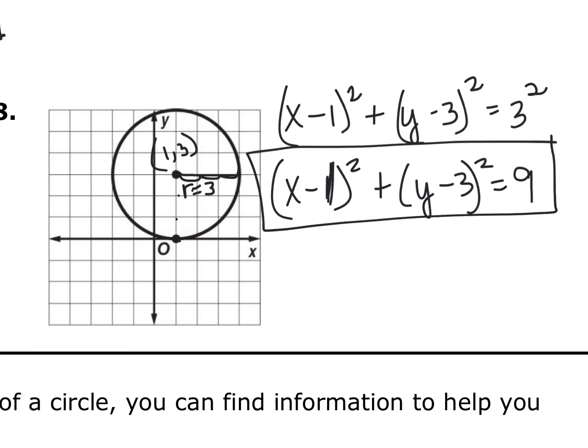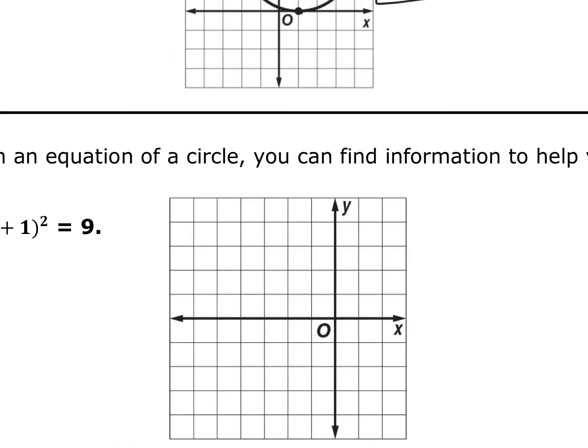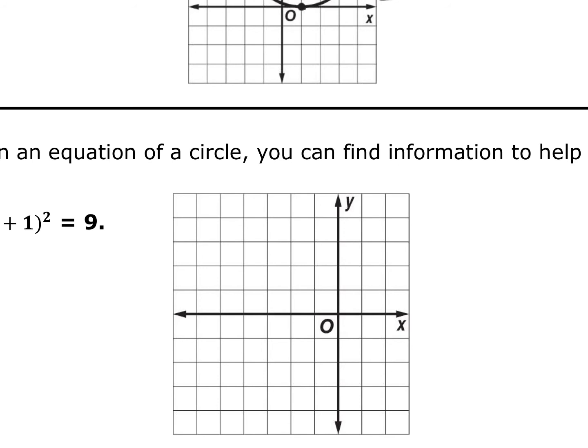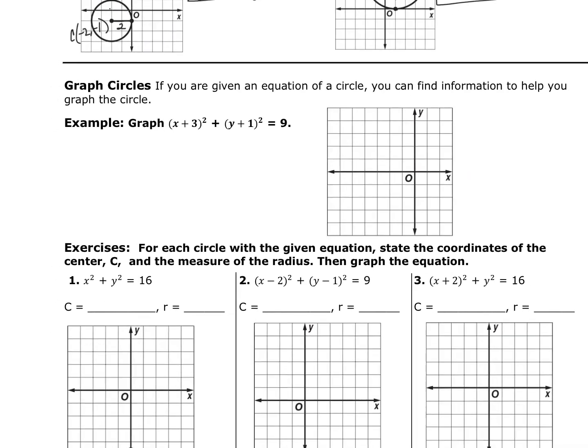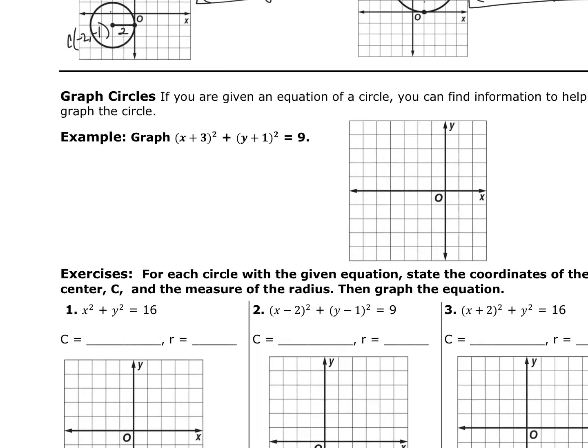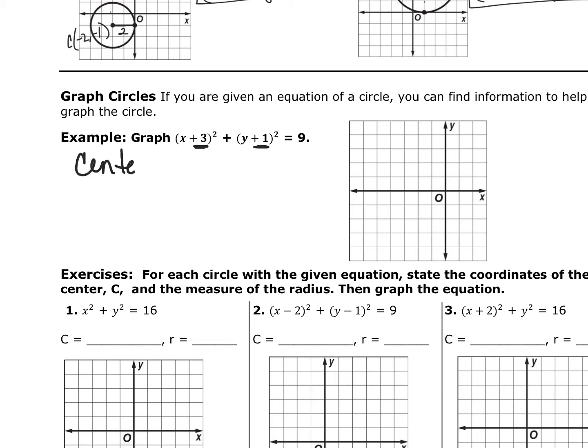Okay, so now let's talk about graphing circles. If you're given an equation, you can find information to help you graph the circle. So on my first one, I have my formula, which is x minus h. So this is a double negative here. So I know my h, or my center, is going to be the opposite of this and the opposite of this. So I have the center at -3, -1, and then my radius is going to be the square root of 9, which is 3.